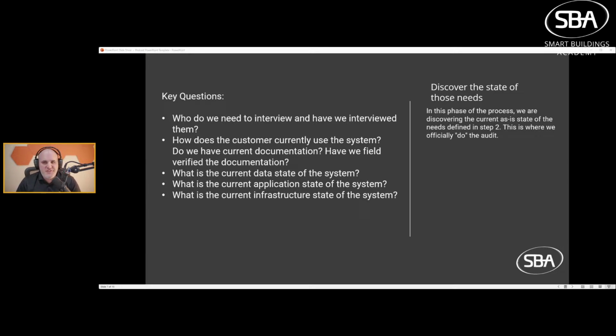And then what is the current infrastructure state? I like to break this into 2 layers. I like to have the upper layer. That's going to be your server, your visualization, your database, your web server, etc. So what is that infrastructure? What does it look like? What can we reuse? What do we have to replace? Who do we have to work with on that? And then everything below that: supervisory layer, field bus, field controller, IO. What is the current infrastructure state of that?